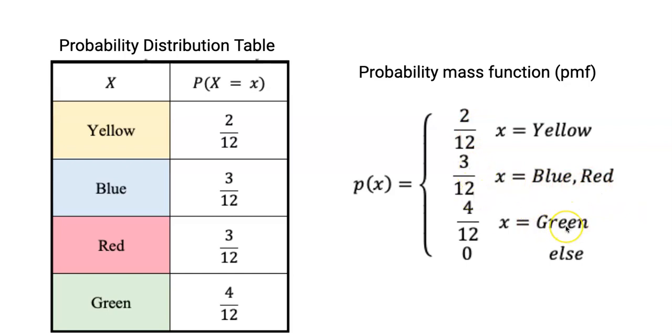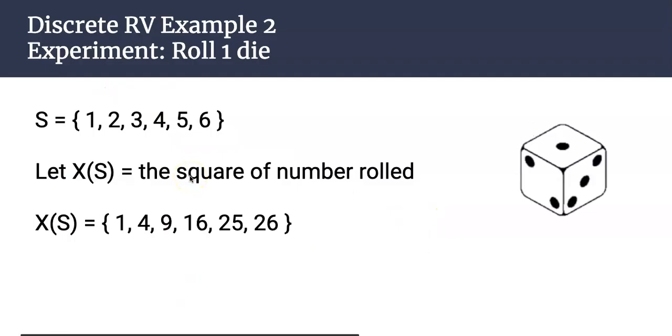And then the green, if you plug in green, you got the probability to be 4 out of 12. Take a look at the very last one. Any other color, which was not even listed on our spinner, the probability of getting, let's say, a random number of hot pink is going to be 0. Okay, so probability mass function, abbreviated as PMF, is nothing more than creating a function from our distribution table. Okay, all right, let's look at another example.